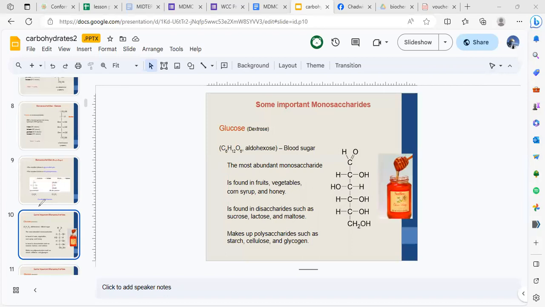And interestingly, the composition of your paper is actually made up of cellulose, mostly cellulose. Cotton is made up of cellulose. So you might be asking, if it's made up of glucose, why can't we eat paper? Okay, so that's one of the things you have to think about while we discuss this topic. We can digest starch and glycogen since they're made up of glucose, but not cellulose.